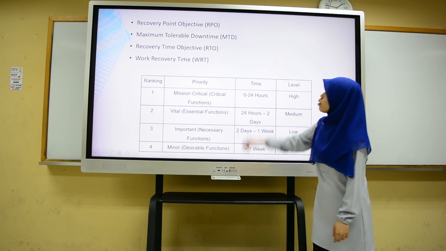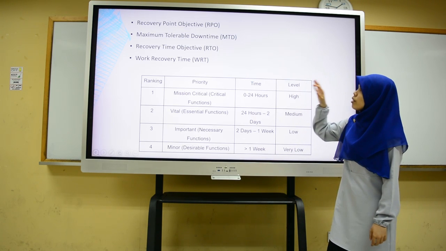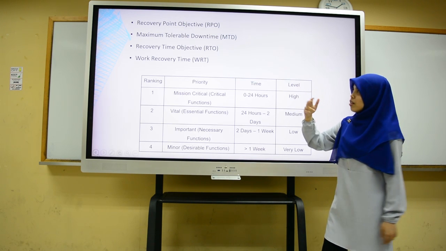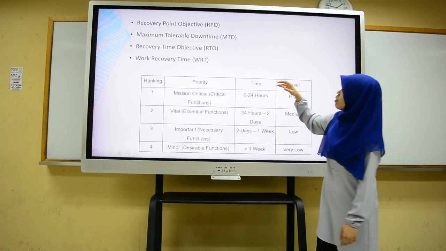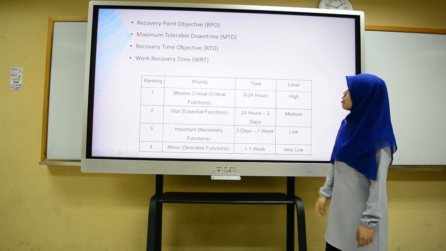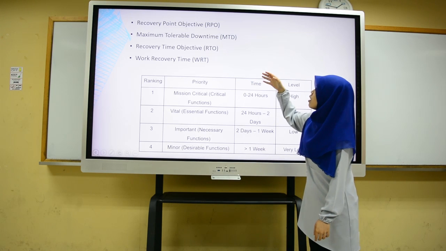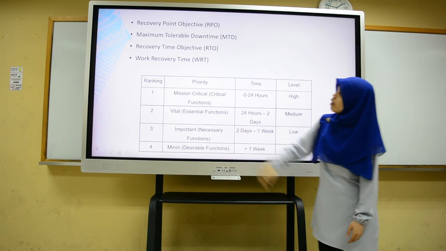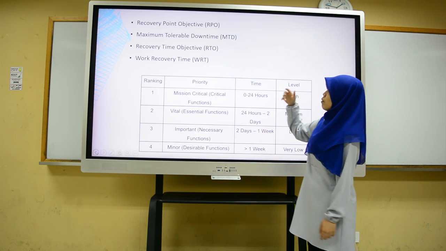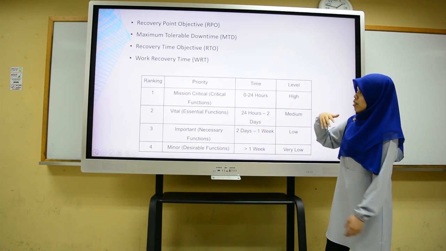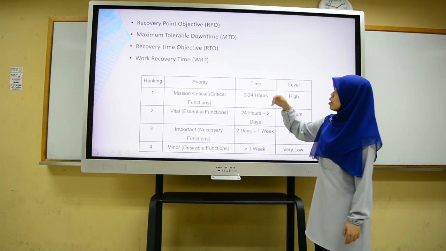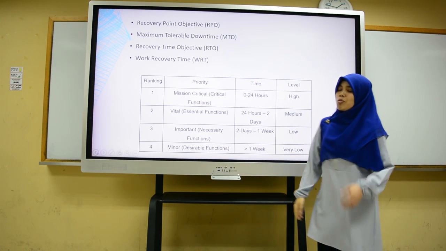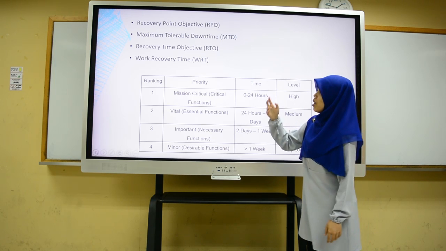First is RPO. RPO is the recovery point objective, the acceptable amount of data loss that can be tolerated by the organization. Second is maximum tolerable downtime, which is actually a combination of RTO and WRT. The recovery time objective is the amount of time taken for the IT unit to recover the system during the disruption, and work recovery time is the time taken for the IT unit to fully recover all systems, the hardware and software.